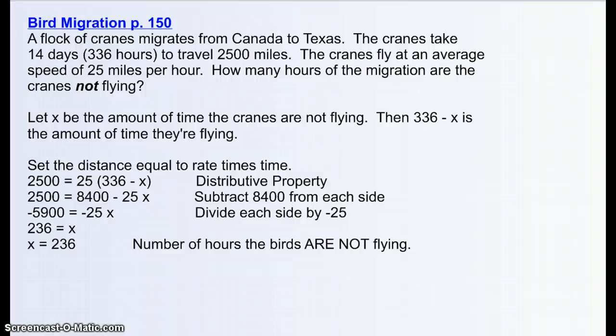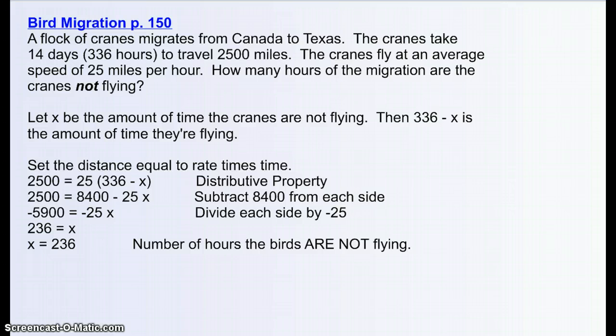Okay? So then we're going to use our old equation, distance equals rate times time, to set the distance equal to the rate times time. So they gave us the distance is 2,500, and that's going to equal the rate, 25 miles per hour, times the time they're flying, which is 336 minus x. To solve this, you need to use the distributive property. So we're going to take 2,500 and set it equal to 25 times 336, which is 8,400, minus 25 times x.